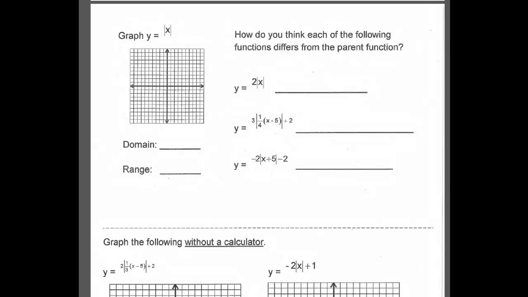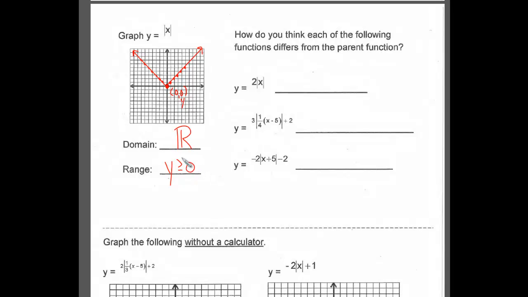So let's graph y equals the absolute value of x. Remember, the parent function of the absolute value of x goes through the origin. So its key point is right here at the origin. The domain of the absolute value of x parent function is all real numbers. The range, if we look at our graph, starts here at y equals 0 and continues to infinity, so y is greater than or equal to 0.